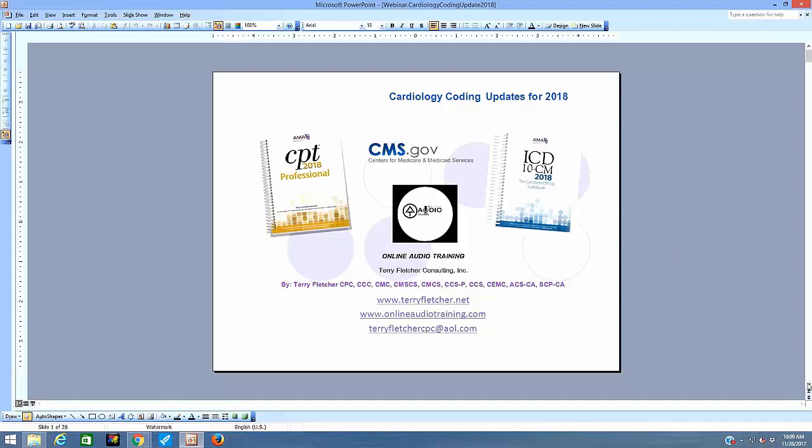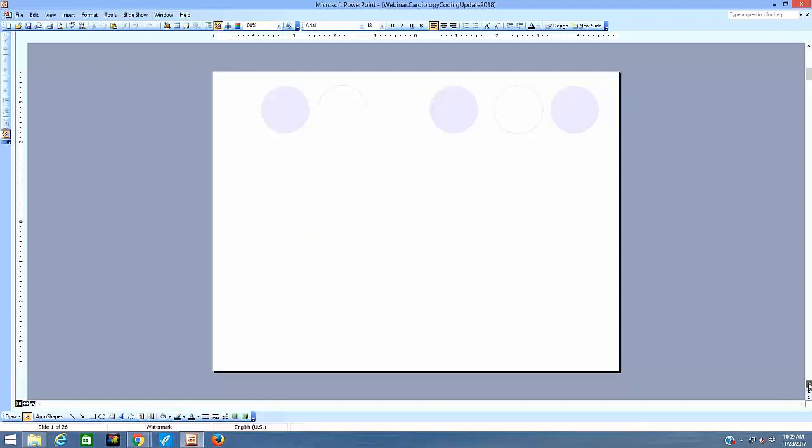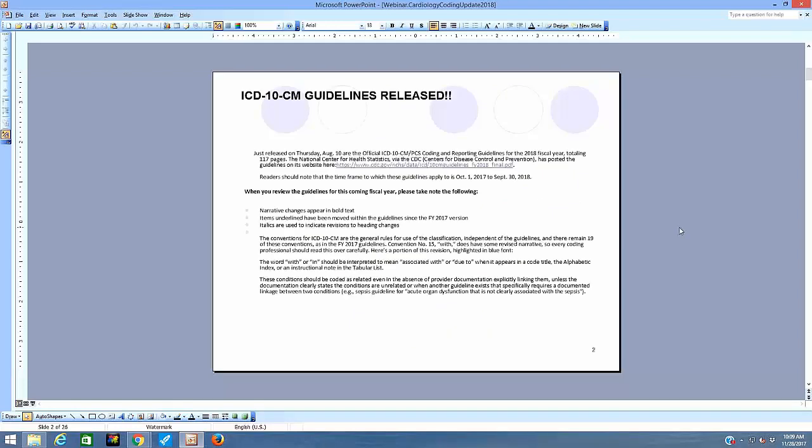So a couple of things. We have the ICD-10 guidelines that were released. We know those were released October 10th, but they're really for the reporting guidelines for the 2018 fiscal year. So there's 117 pages. The Centers for Disease Control and Prevention have posted the guidelines on their website. We've included that for you on slide 2. And make sure you know that these guidelines apply to October 1st, 2017 through September 30th, 2018.